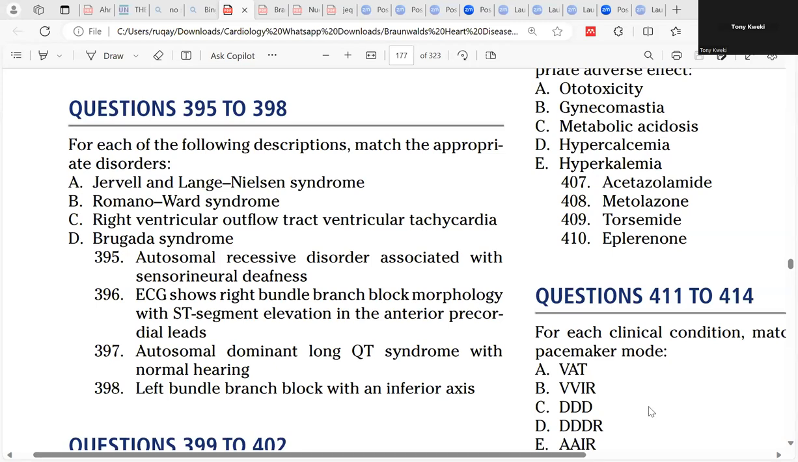So, 396 D, Brugada. 397, autosomal dominant long QT syndrome, normal hearing. Like I said earlier, B is Romano-Ward syndrome. They have normal hearing. And lastly, left bundle branch block with an inferior axis describes right ventricular outflow tract tachycardia. Any questions, comments, contributions? All right, moving on.